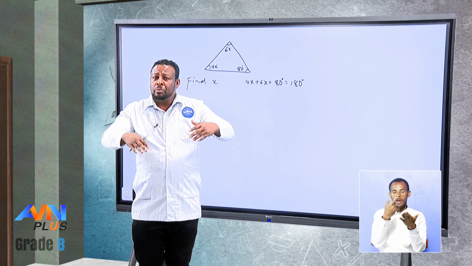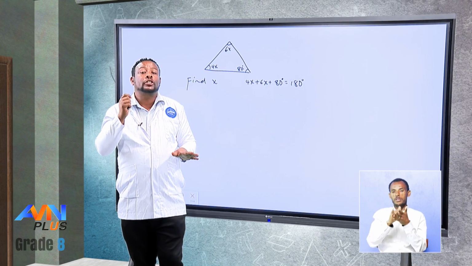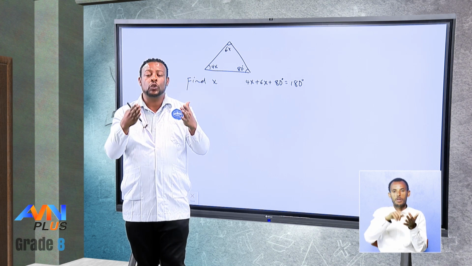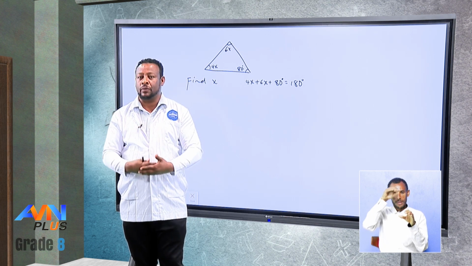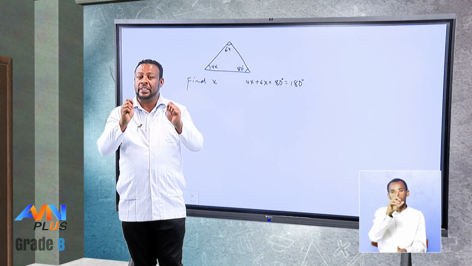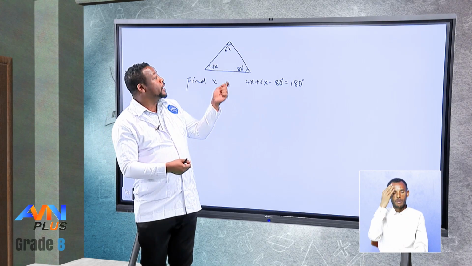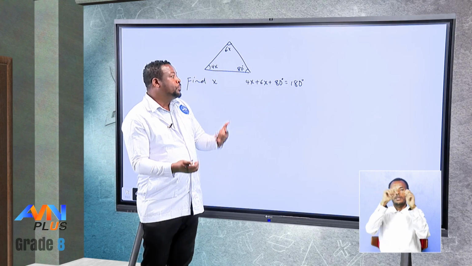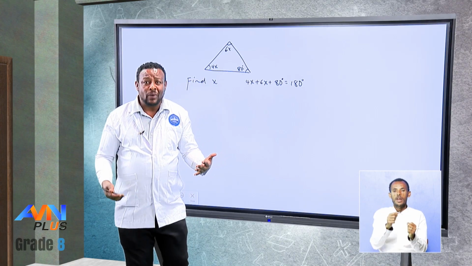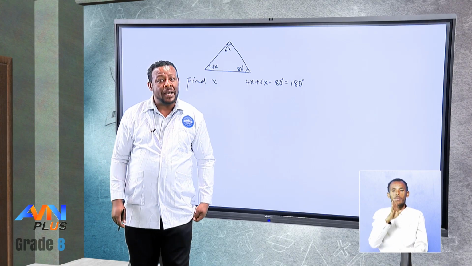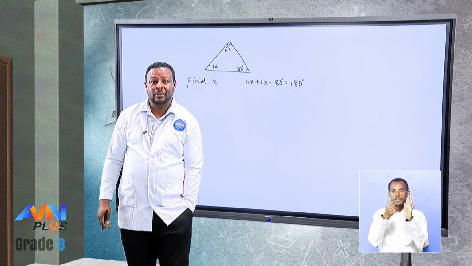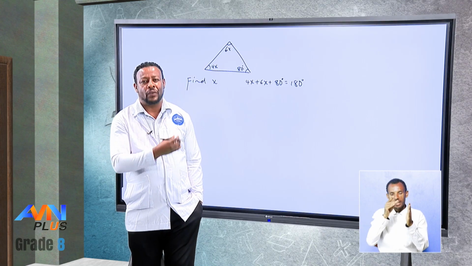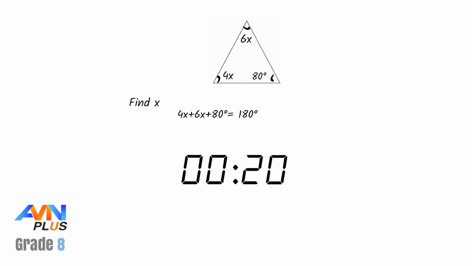So here you may forget the proof, that's okay, but you should remember the result of theorem 5.1. You have to know the sum of the interior angles of a triangle is 180 degrees. This fact should be known so that you can calculate the unknown variable that is given here in this triangle. So can you guess what the value of x should be in this example? Just take 20 seconds and try to find the value of x in this case.